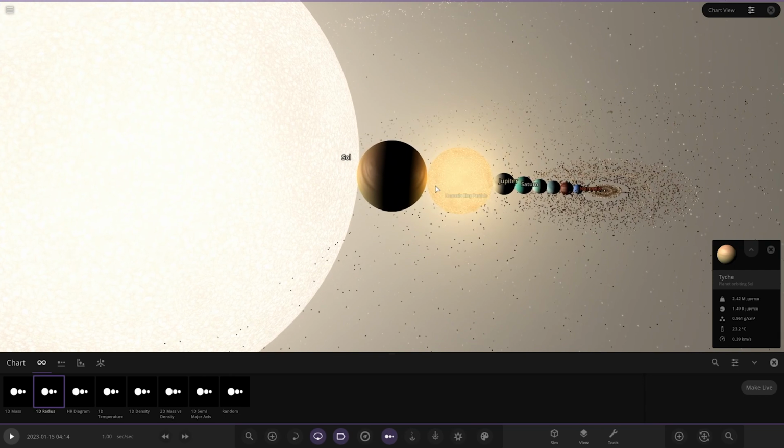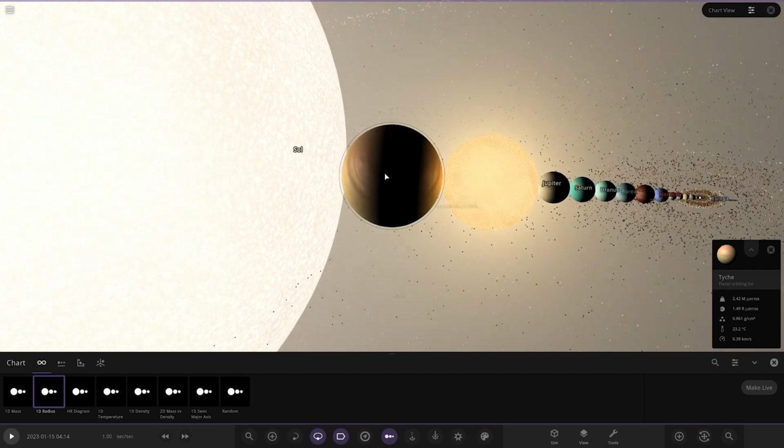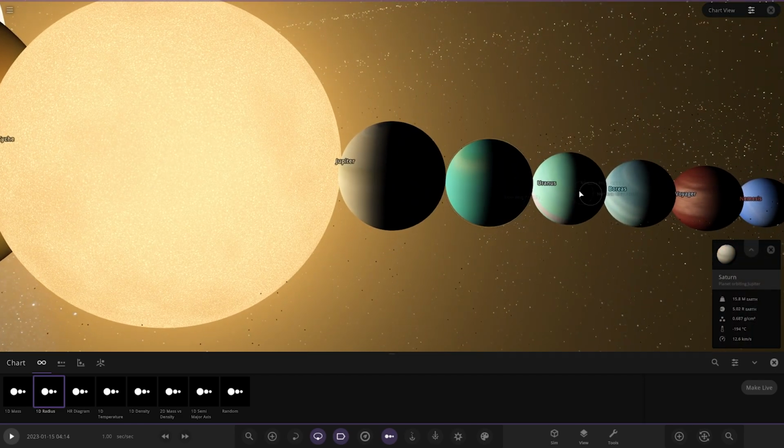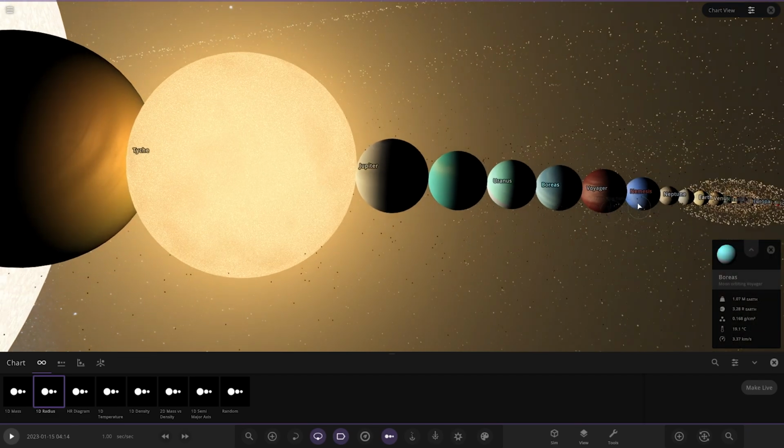Well, it's interesting, really, isn't it? I mean, it's all just theoretical, really. Don't take what I'm saying as fact. So we've got a gas giant bigger than Jupiter. Then we've got Jupiter itself. Saturn is smaller than normal. We've got Uranus, Boreas, Voyager. Neptune's a lot smaller than normal as well.